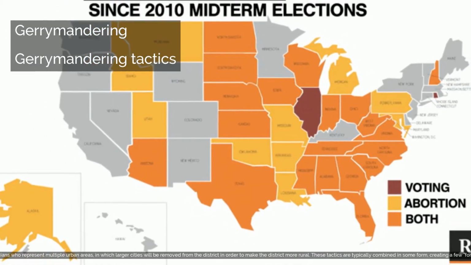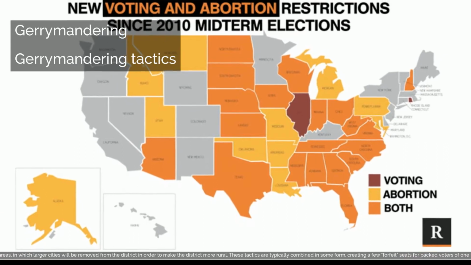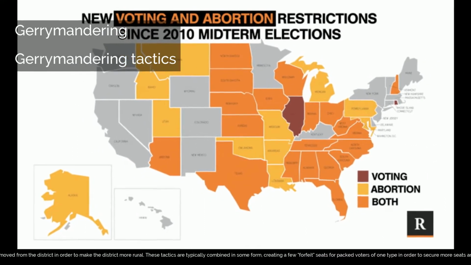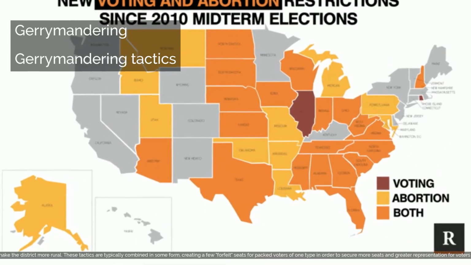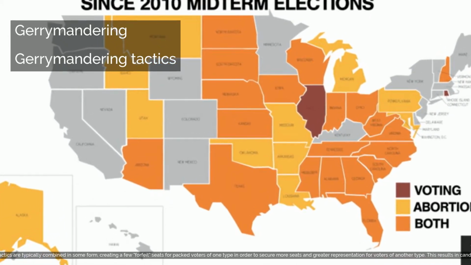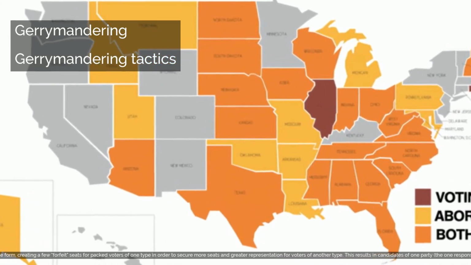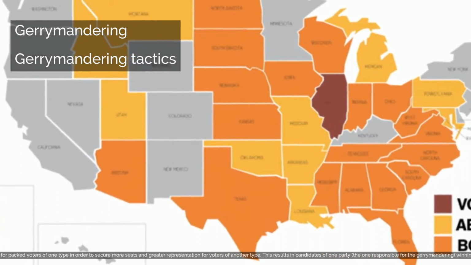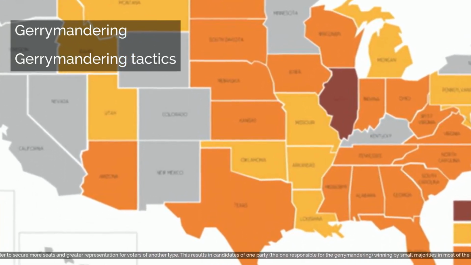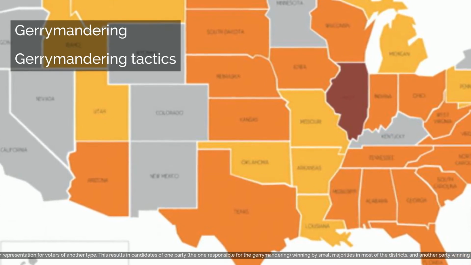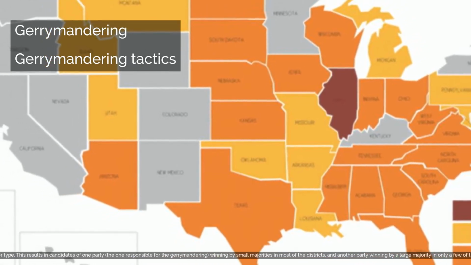These tactics are typically combined in some form, creating a few forfeit seats for packed voters of one type in order to secure more seats and greater representation for voters of another type. This results in candidates of one party, the one responsible for the gerrymandering, winning by small majorities in most of the districts, and another party winning by a large majority in only a few of the districts.